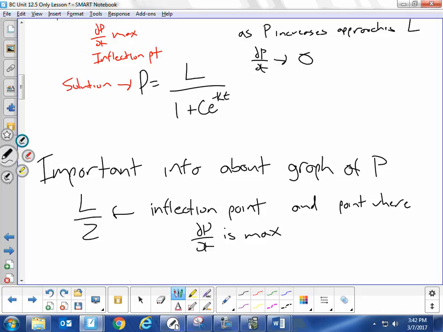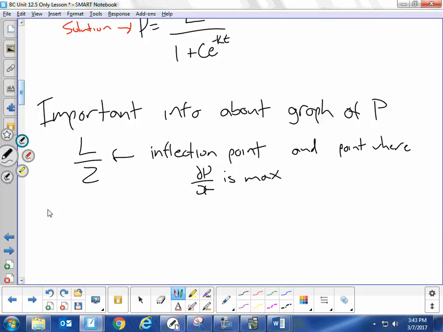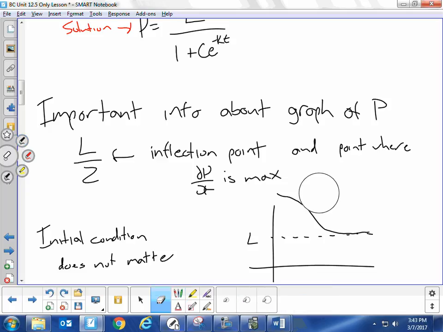It's also important to know that it does not matter what your initial condition is. You could actually start with a situation where you're above your carrying capacity L, and we'd look at something that looks like this, and we trend towards that in the opposite direction. We'd actually probably exponentially decrease, and then level off at L.